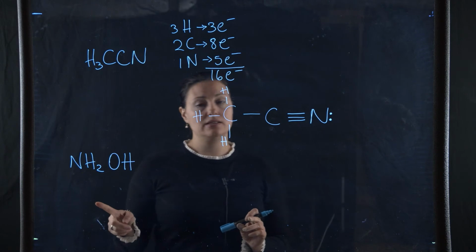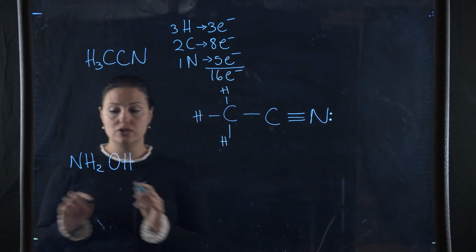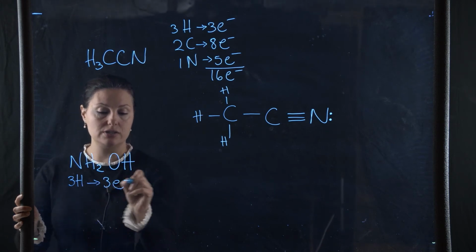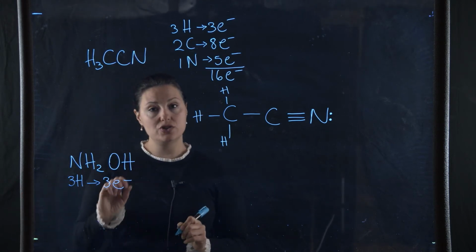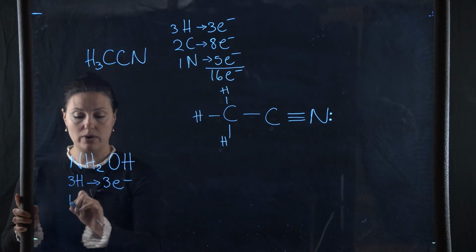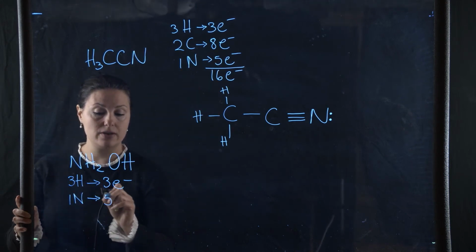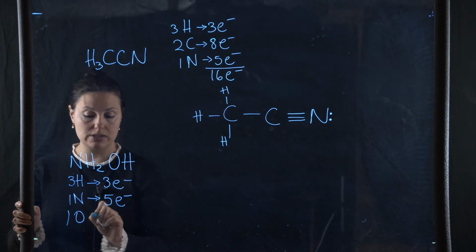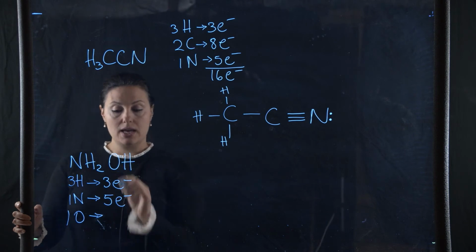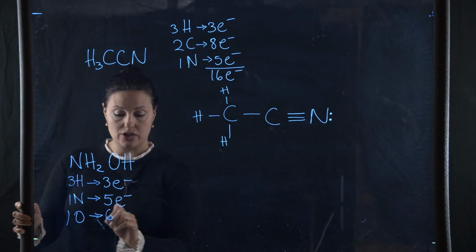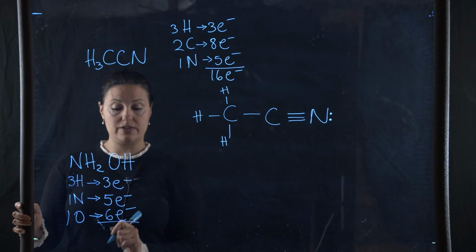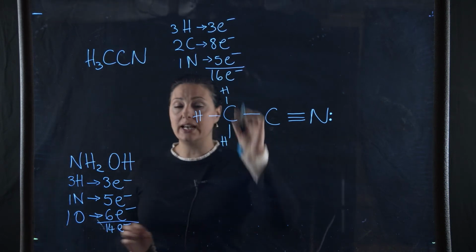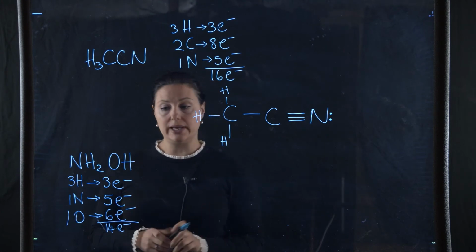Now let's take a look at this one. I still have 3 hydrogens, which means that I will have 3 electrons that are coming from the hydrogens. Now I have 1 nitrogen, which, as up here, contributes 5 valence electrons. And then I have just 1 oxygen. It looks like 10, but it's oxygen, and it contributes 6 electrons. If I add all of these up, I will get 14 electrons total. Those are the electrons that I need to use, no more and no less.